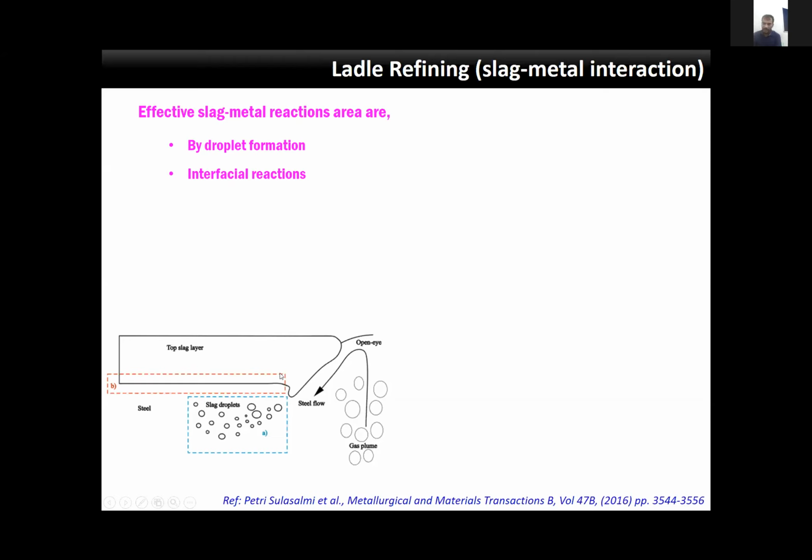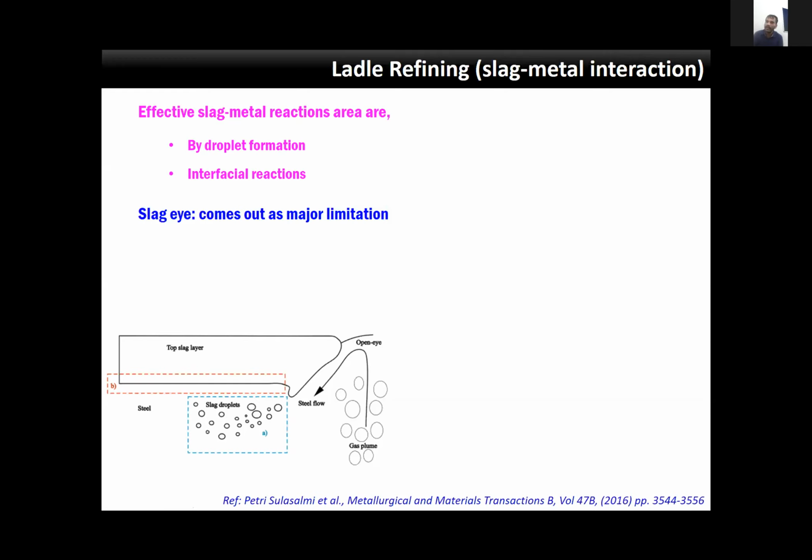And there is another zone where the refining reaction is happening, marked as B in the picture. This is nothing but the static top slag and steel interface. Here you can expect a minimum amount of interaction because the surface area is very small compared to the droplets. When the droplets are coming into the slag, then you can expect more refining reaction.